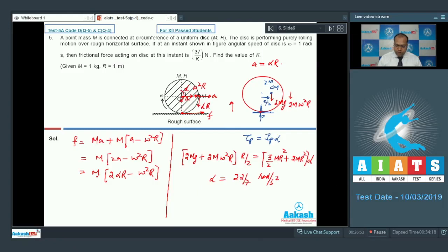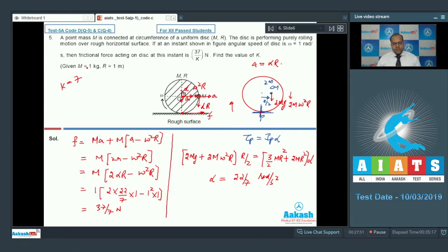So if I substitute the value of alpha in this equation, then 1 into 2 into 22 by 7 into 1 minus 1 square into 1. So if I solve this, it comes out to be 37 by 7 Newton. So on comparison, the value of k comes out to be 7. So the correct answer for question number 5 is 7.